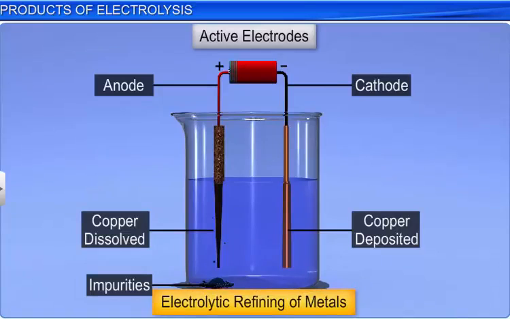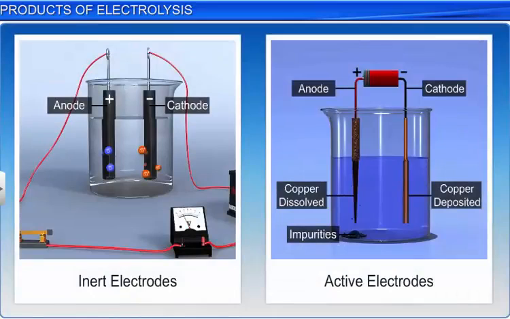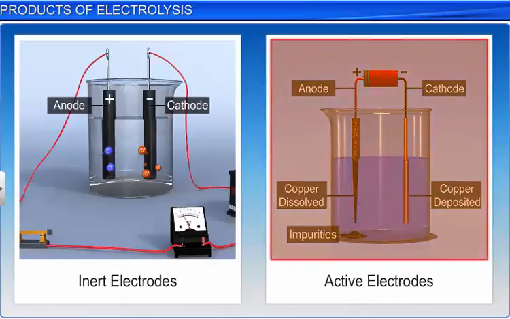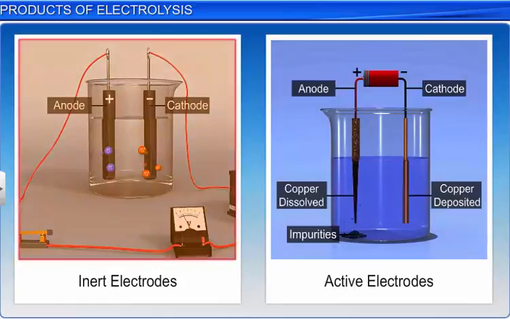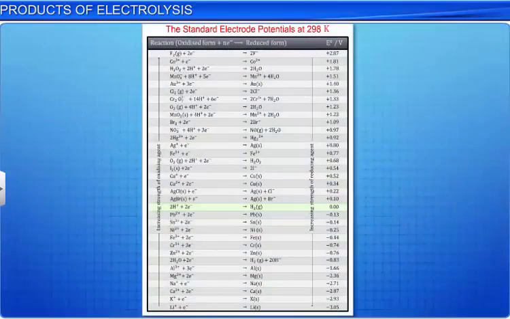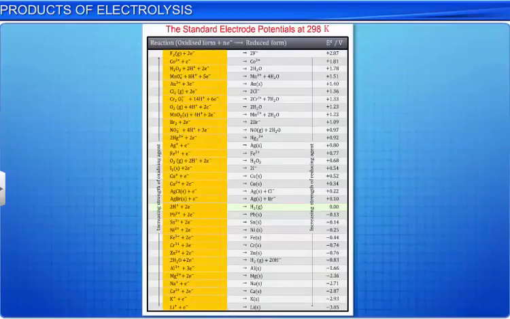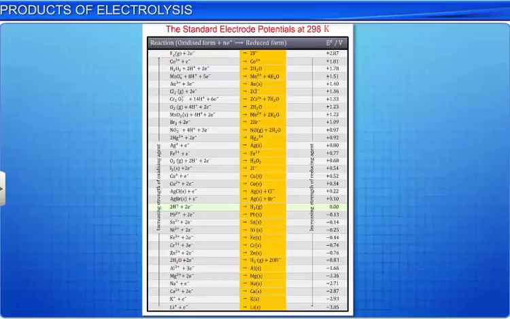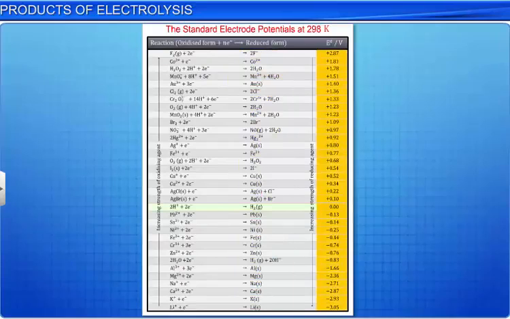which we discussed earlier. Thus, we can conclude that the products of electrolysis may be different for reactive and inert electrodes. The products of electrolysis reactions depend on the oxidizing and reducing species present in the electrolytic cell and their standard electrode potentials.